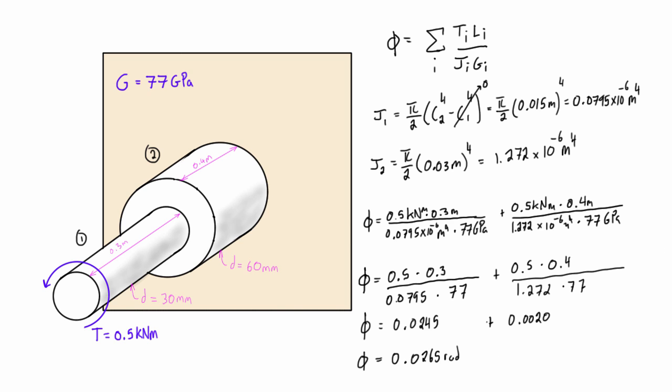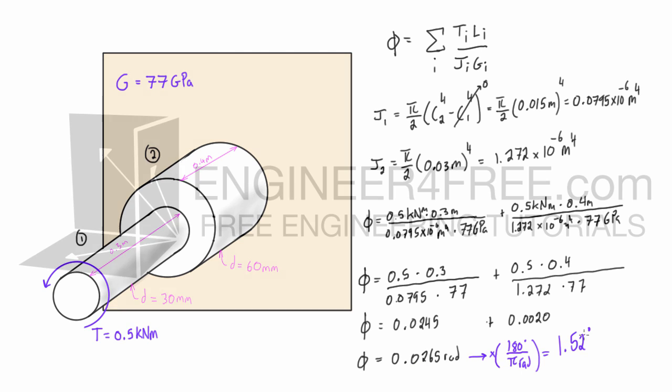And if you're curious and want to figure out what that is in degrees, all we have to do is multiply it by our factor, 180 degrees over pi radians. And this gives us the angle of twist at that free end of 1.52 degrees. So 0.0265 times 180 divided by pi gives us 1.52 degrees.